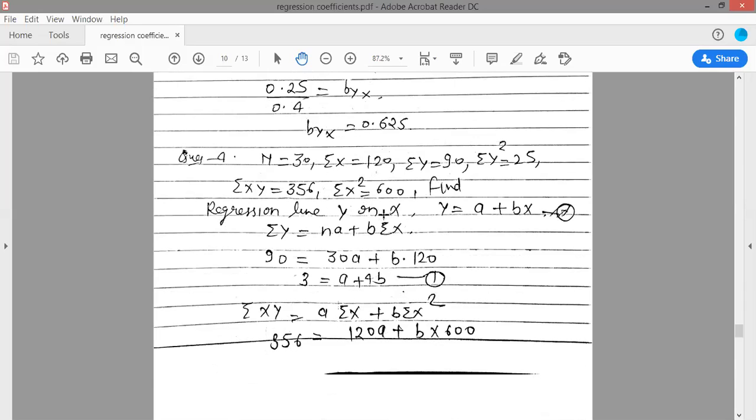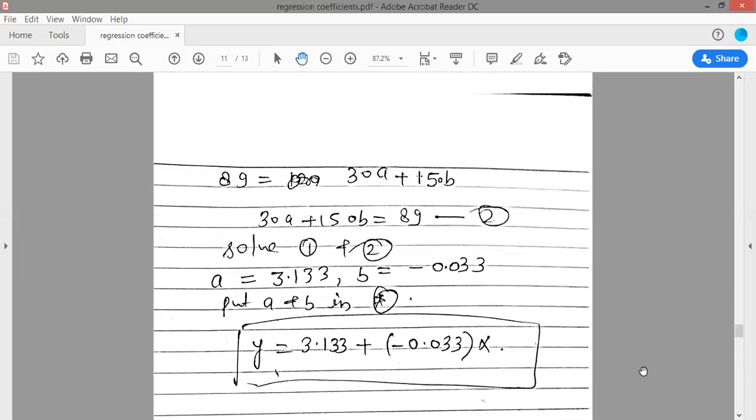So just find regression line y on x. You know, for regression line y on x, y is equal to a plus b x, summation y is equal to na plus b summation x. So just write here all the values, calculate both of the equations, and solve for a and b. So you are getting a is equal to, b is equal to. Just write the values of a and b in equation 1, y is equal to a plus b x, then you will get your regression line.